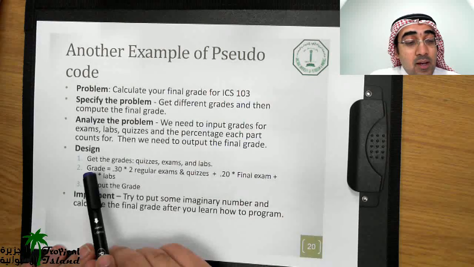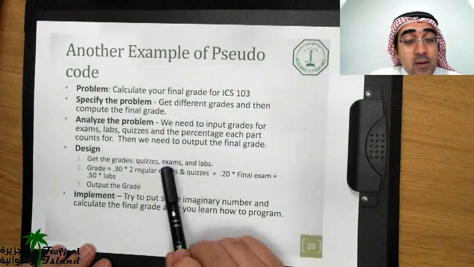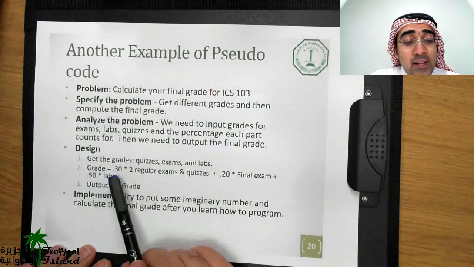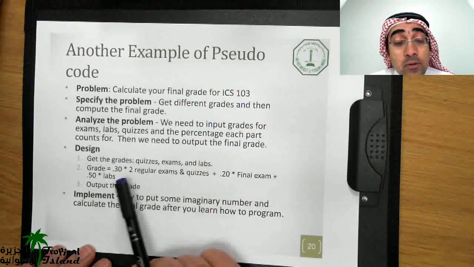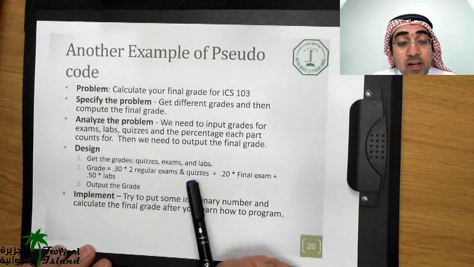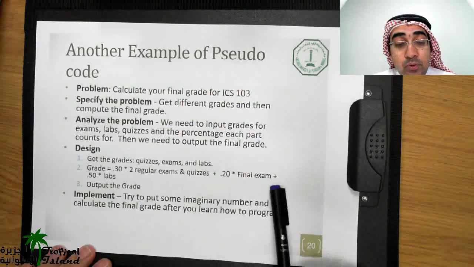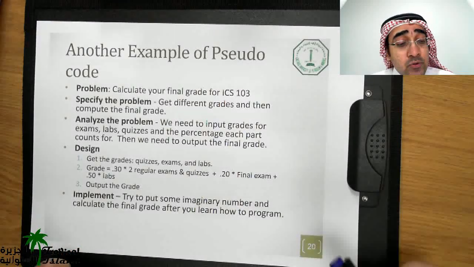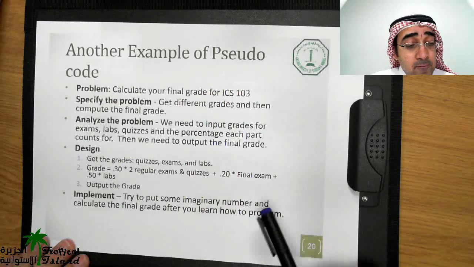This is a pseudocode example. Okay, so get the grades of exams, quizzes, and labs. And the grade is equal to the weight multiplied by the value. So it's 0.3 for 2 regular exams and quizzes, plus 0.2 for the final and 50 for the lab. Each course might differ, so you can actually go to the syllabus and get this in it.